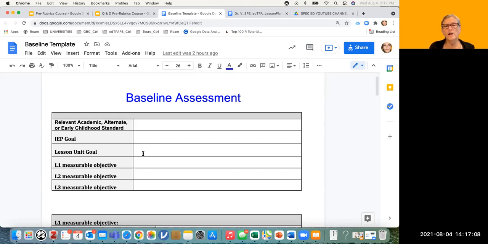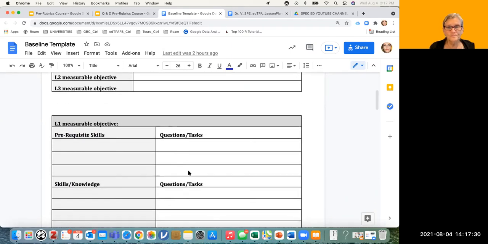You might talk about equivalent fractions, halves, quarters, thirds, and fifths, for instance, would be your lesson goal. So not all equivalent fractions, but some subset of that. And then your 3 lessons will have an objective, and that objective will be measurable.